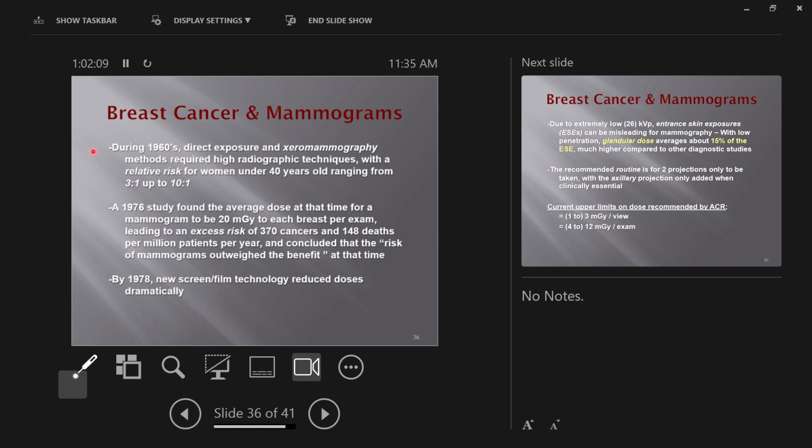During the 1960s, direct exposure and xeromammography methods required high radiographic techniques with a relative risk for women under 40 years of age, ranging from 3 to 1 up to 10 to 1 risk of developing cancers. It was risky, very risky, to get a mammography. So mammography was done when it was beneficial, right? When the benefit of doing the mammogram was as high or higher than the risk of doing the mammogram.